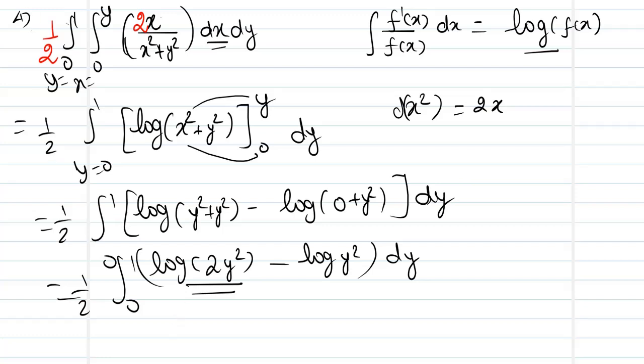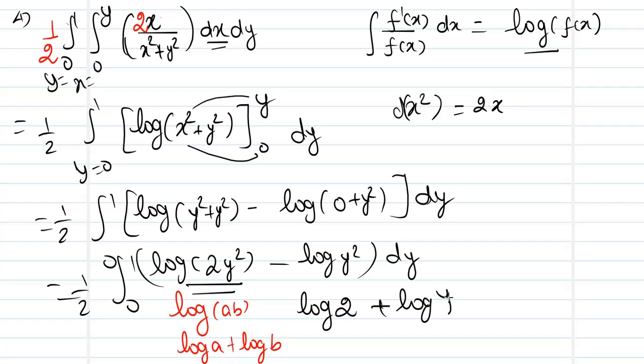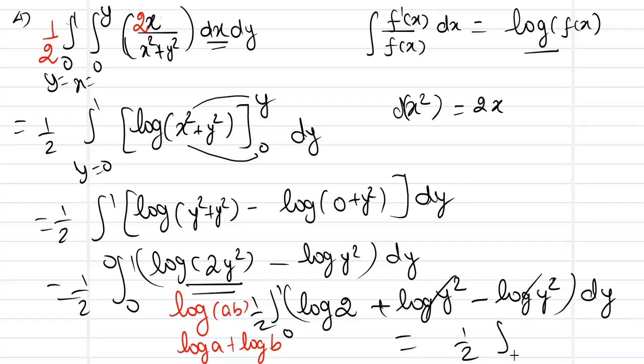Okay, so now attention over here. We have something of the format log AB. What is log of AB? Log of AB is nothing but log A plus log B. When you use this identity, this function will turn out as log 2 plus log of y square minus log of y square. Now see the magic happening. This can be cancelled off and we are just left with log 2 for our integration. So we just have half times the integral from 0 to 1 of log 2 dy. Log 2 is a constant with respect to y.